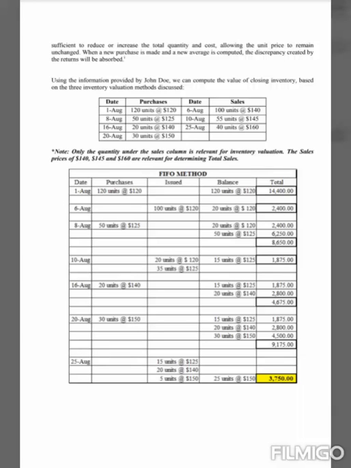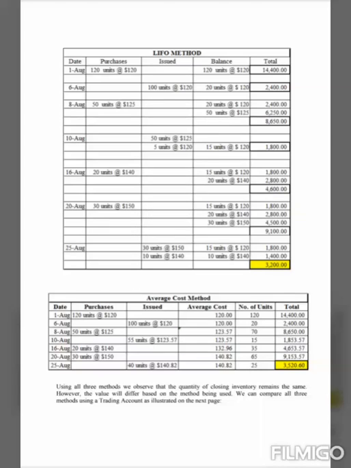The reduced table increases the total quantity and cost, while the unit price remains unchanged. Here is another table of the LIFO method, fully given with the calculations of date, purchase, issued and balance, and total. There are four kinds of columns with the details given. Then the average cost method: date, purchased, issued, average cost and number.